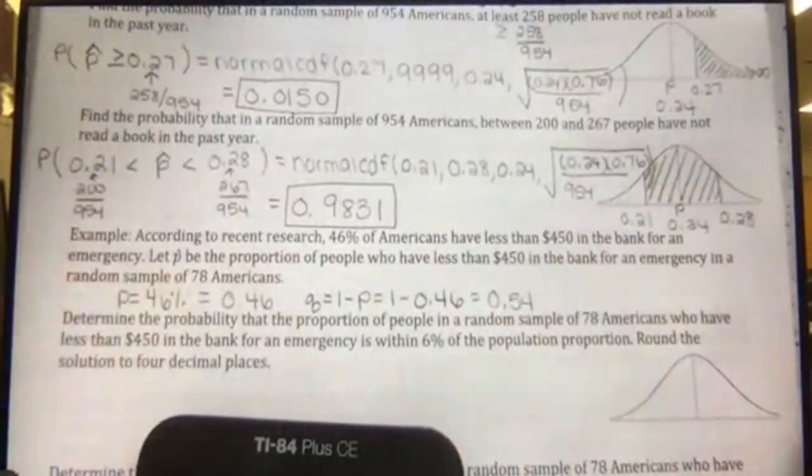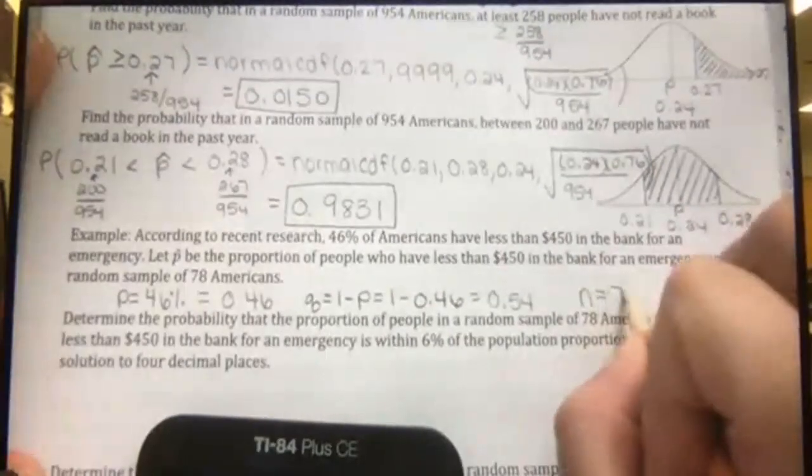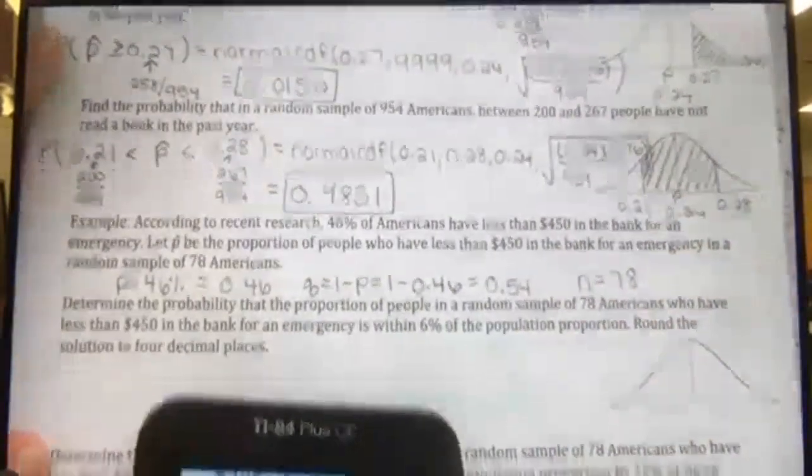Let p hat be the proportion of people who have less than $450 in the bank for an emergency in a random sample of 78 Americans. So that's going to be our sample size. That's going to be our n value. So n is 78.